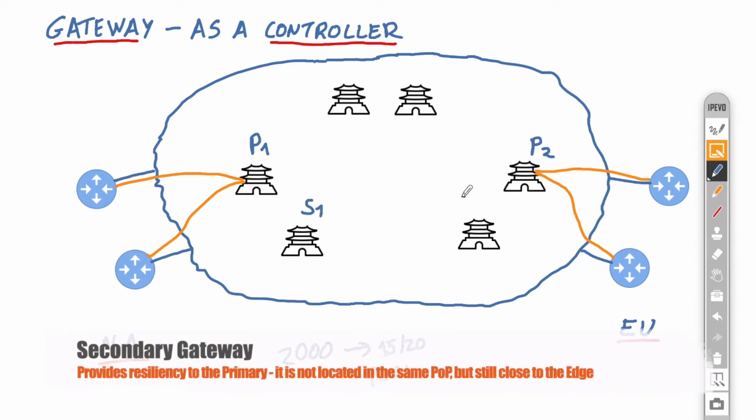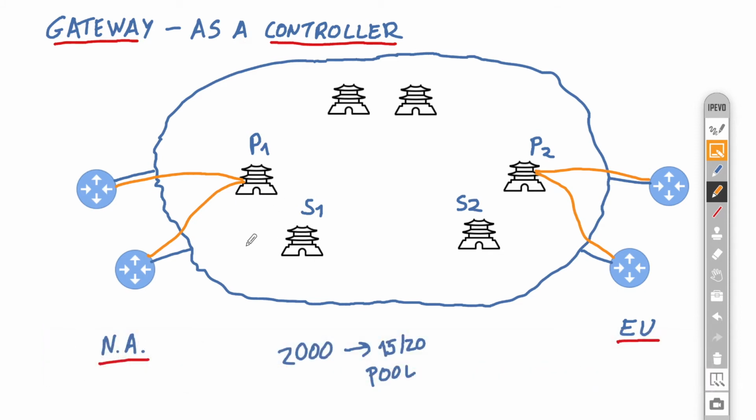Now, a secondary gateway is still very close to the edges, but it's not in the same point of presence. There is a distance of, I don't know, 50 or 60 miles between them. And just make sure that in case something happens to that public data center, both the gateways won't be impacted. So by default, each edge will also create an overlay and connect to a secondary gateway. So now we have local redundancy.